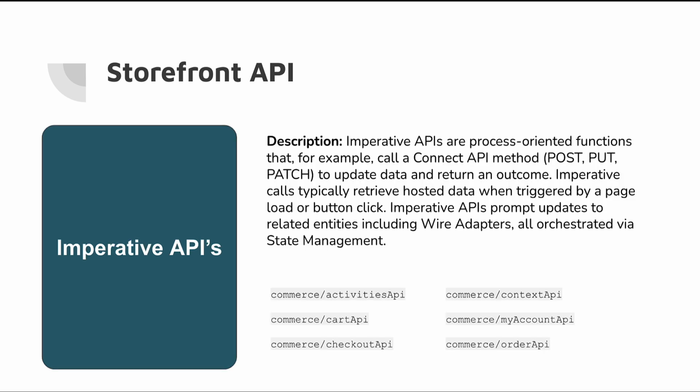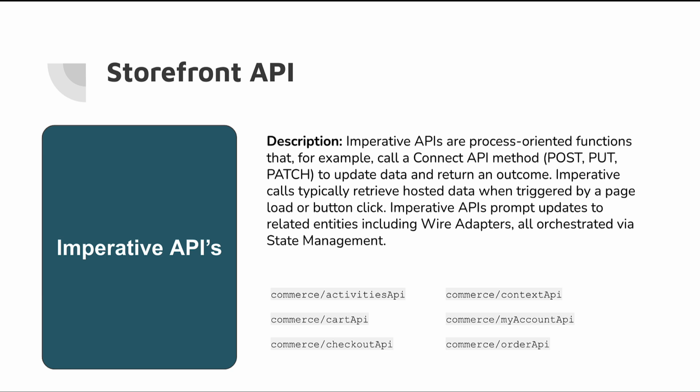Now, first up here is our imperative APIs. And I'd say, at least for myself, this is the most common. I use these all the time when we're building our storefronts. They're things like adding items to carts, checking the checkout API, understanding the context API. And essentially what these are is a way that you can use JavaScript without creating your own Apex class to call your storefront data. And typically behind the scenes, this is calling the Connect API to update or return information.